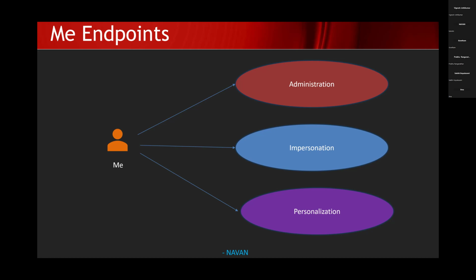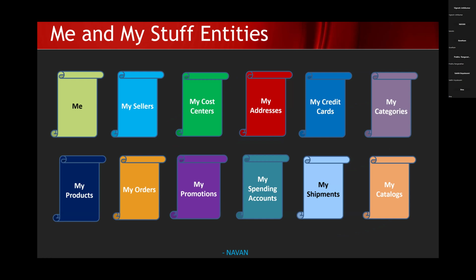Although the exam might not need it, you just need to understand that the me endpoints are useful to do impersonation or any kind of personalization, to see how personalization is working from the point of view of that particular user. You are replicating that user, you are actually impersonating that user and seeing how that is working from the user end point of view. So that way these me endpoints are useful. There are different entities within me endpoints. We have my sellers, my cost centers, my addresses, all these different endpoints for me and my stuff entities.